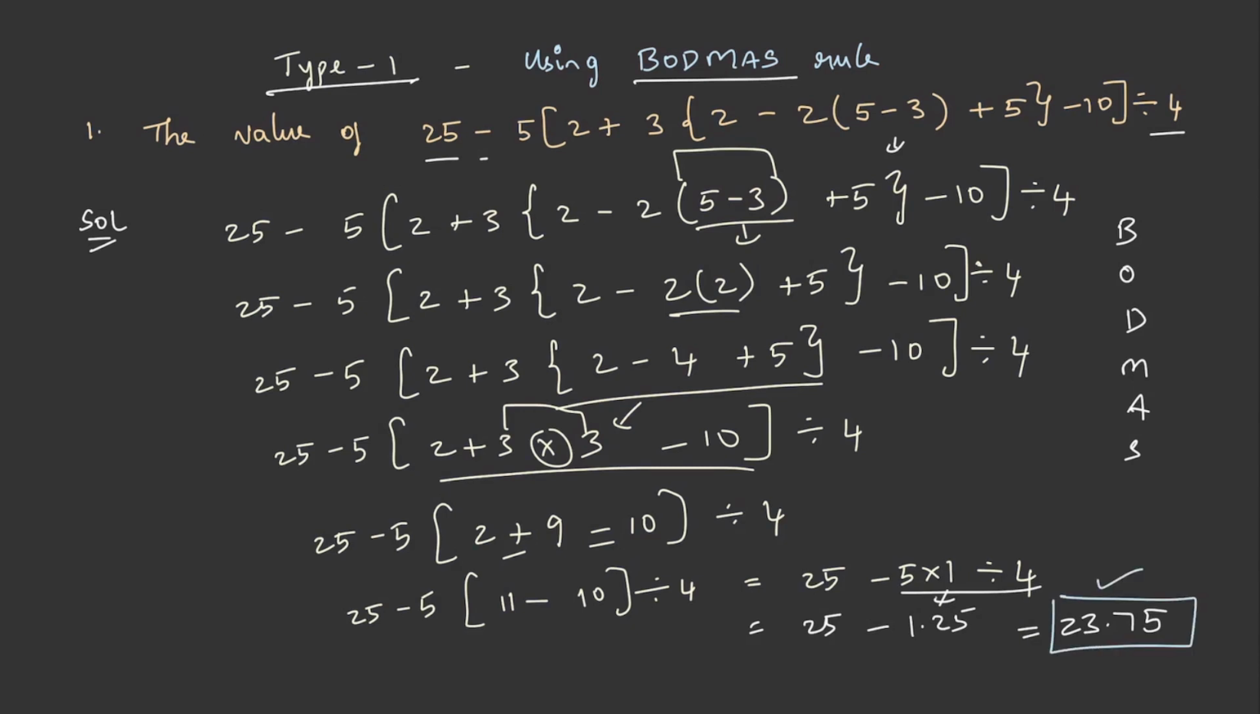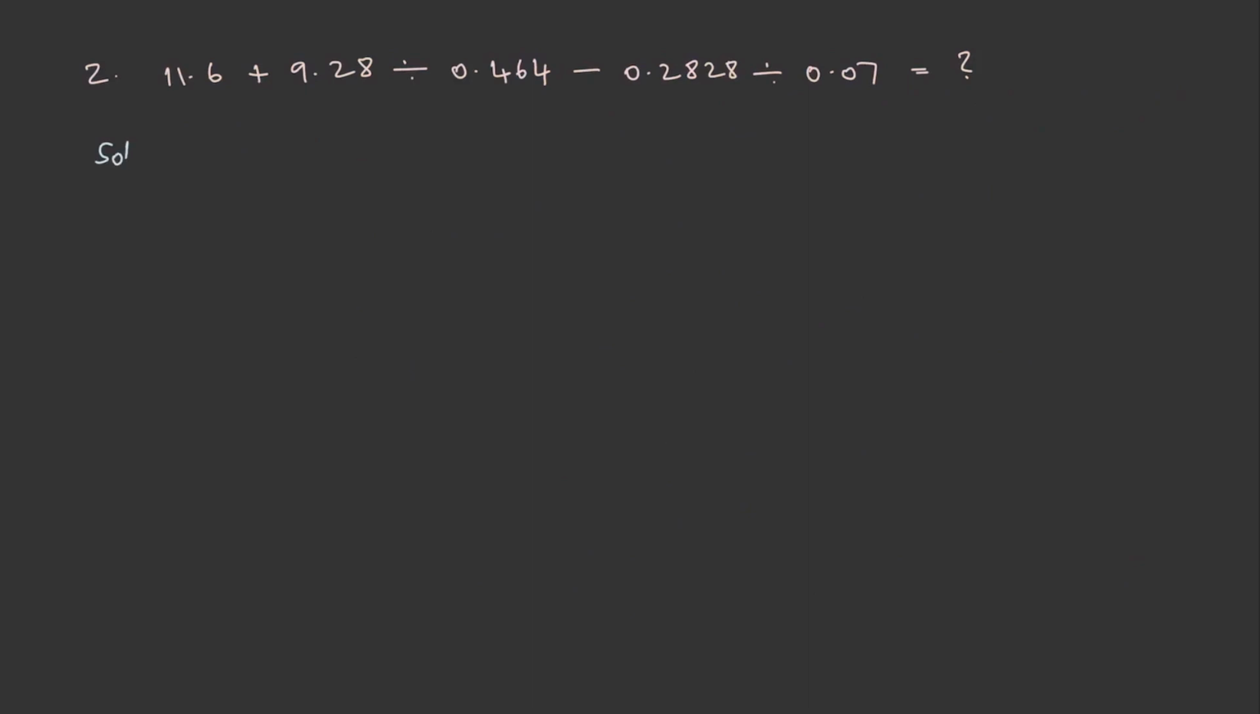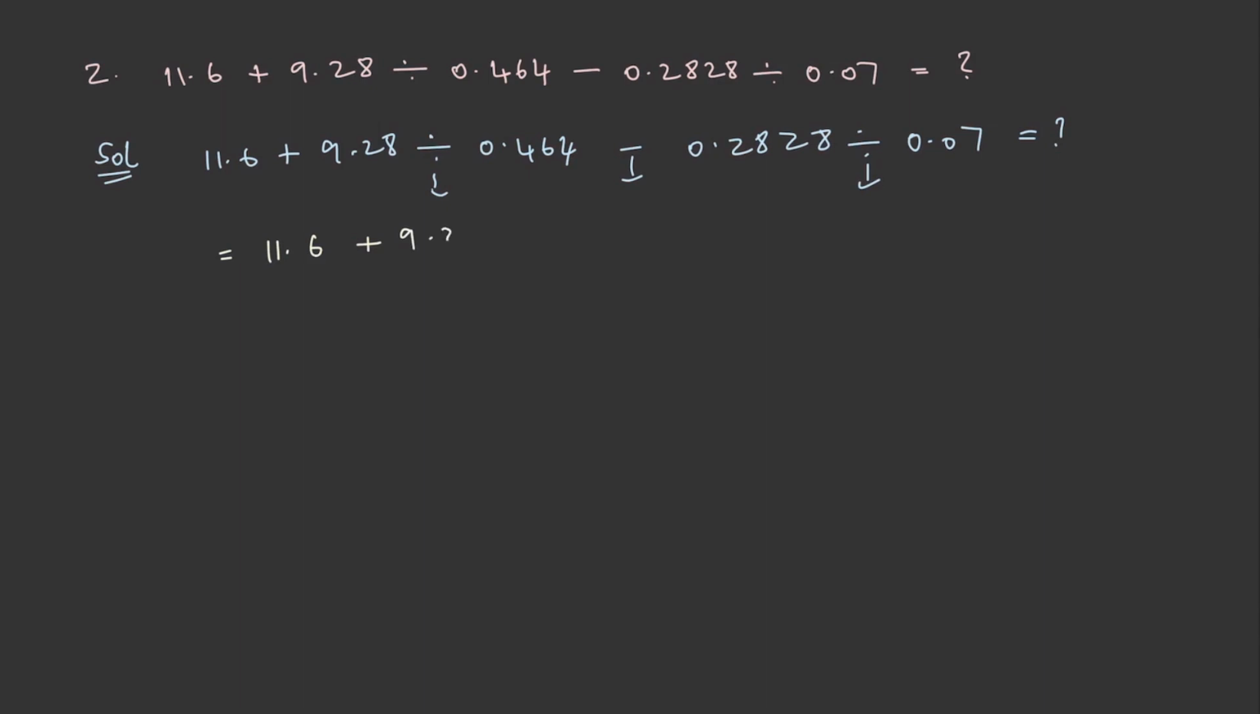Let's solve another question. First, let's write the given expression. Here there are no brackets given, but we need to know the order of arithmetic operations. So this can be written as 11.6 plus 9.28 by 0.464 minus 0.2828 by 0.07. We'll find out this value.